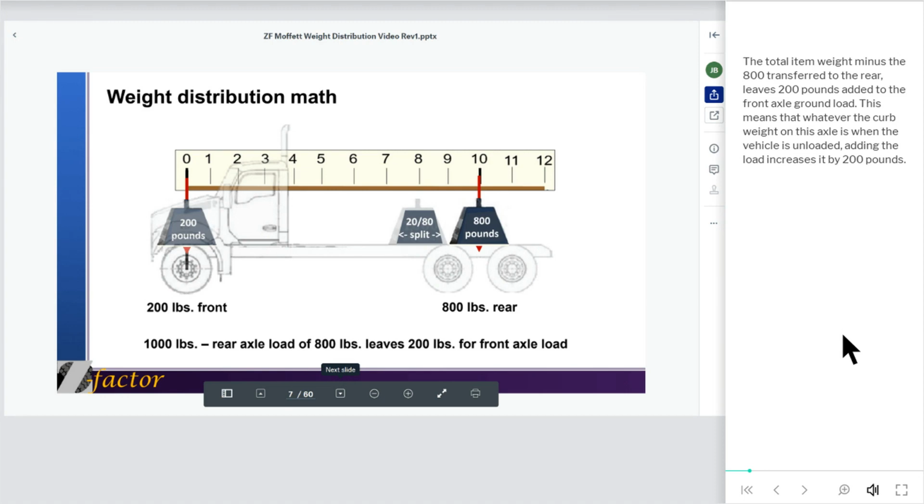The total item weight minus the 800 transferred to the rear, leaves 200 pounds added to the front axle ground load. This means that whatever the curb weight on this axle is when the vehicle is unloaded, adding the load increases it by 200 pounds.